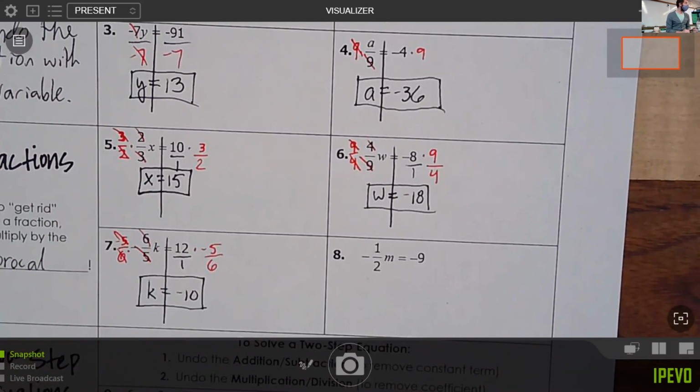All right, try number 8 on your own. I'm going to give you about, I don't know, till about 40 seconds to do this one. Number 8, get that one answered and we'll get this figured out.